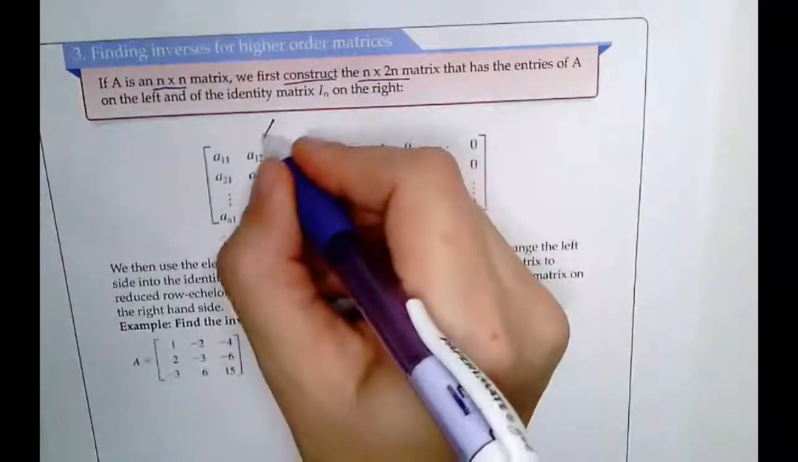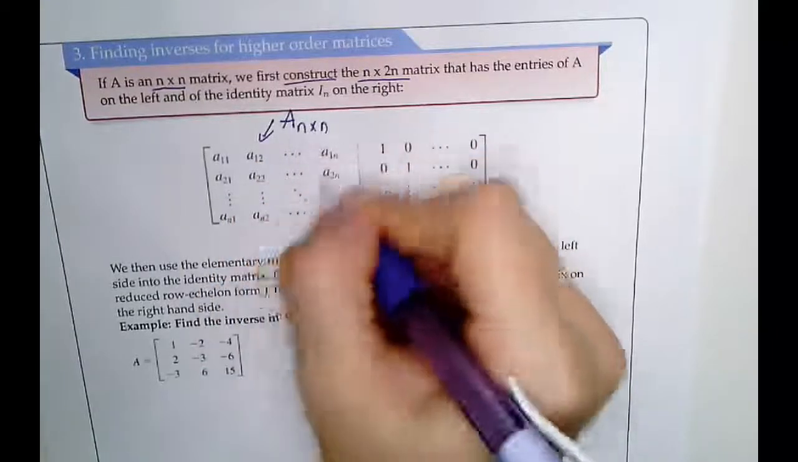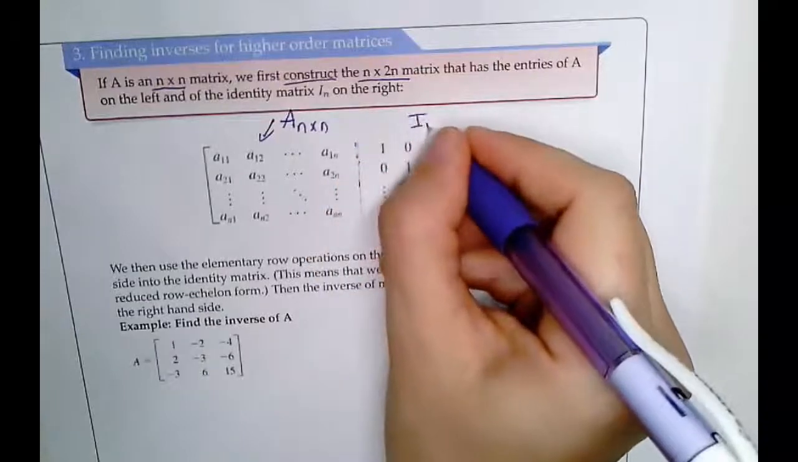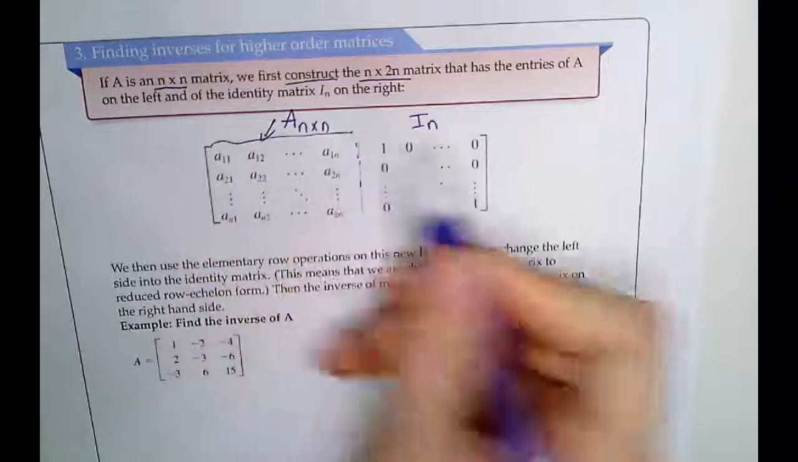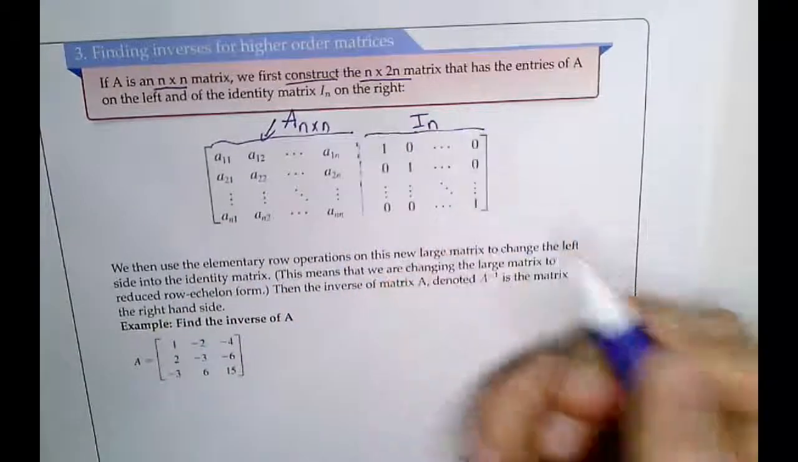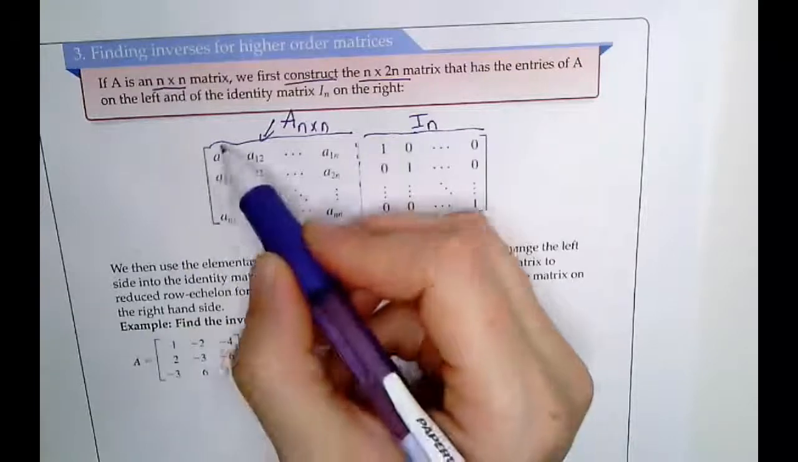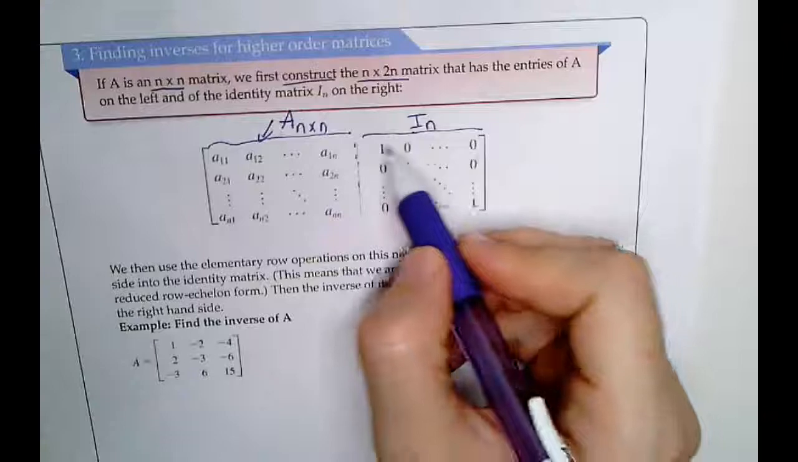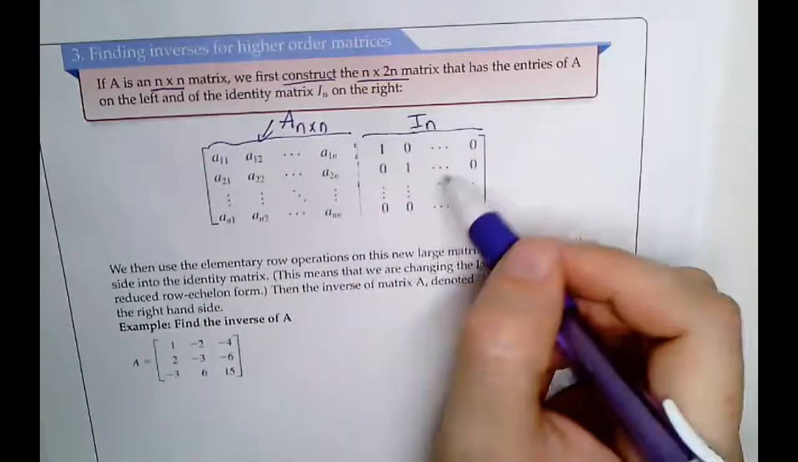What we're saying here is, I'm going to put the matrix A on the left-hand side, and then I'm going to attach the identity matrix of size n. So I'm going to have n columns from here, and then n columns from here. That's why it's still going to have n rows, but it's going to have 2n columns, n from this one plus another n from that one. So we're going to work with this matrix.